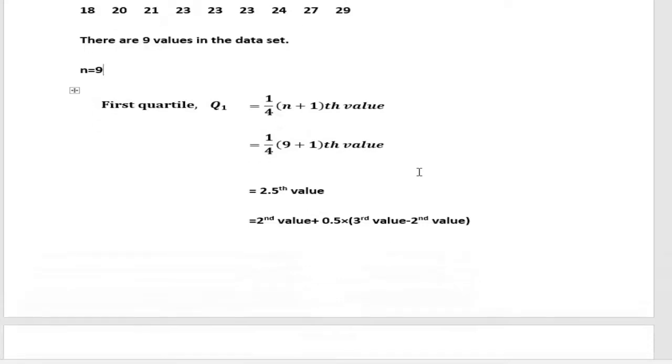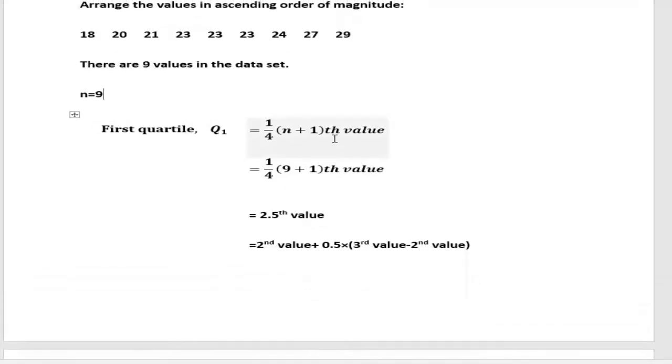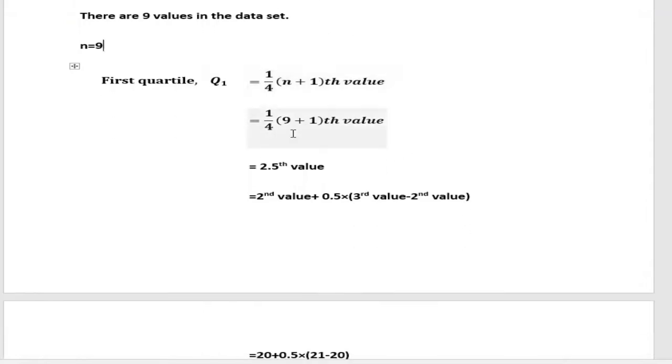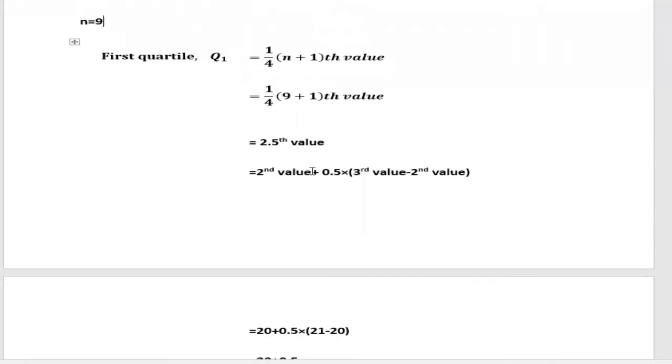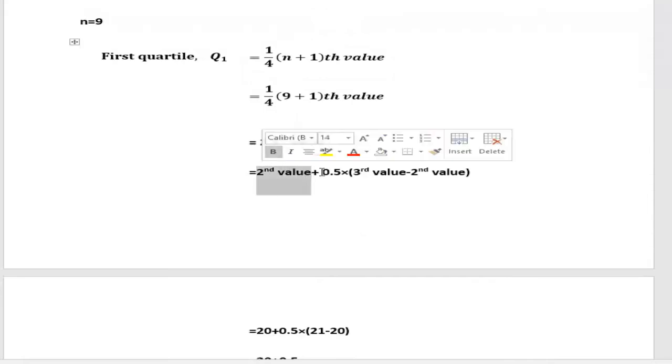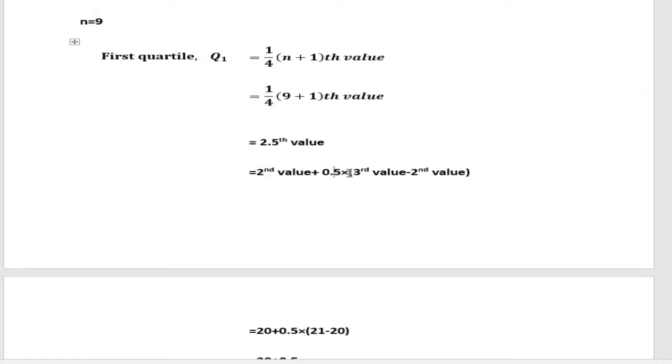For the first quartile, we have to use this equation, n plus 1 divided by 4. So with n equal to 9, 9 plus 1 divided by 4, we will get the 2.5th data value. For the 2, we have to take the second value plus 0.5 multiplied by the third value minus the second value.